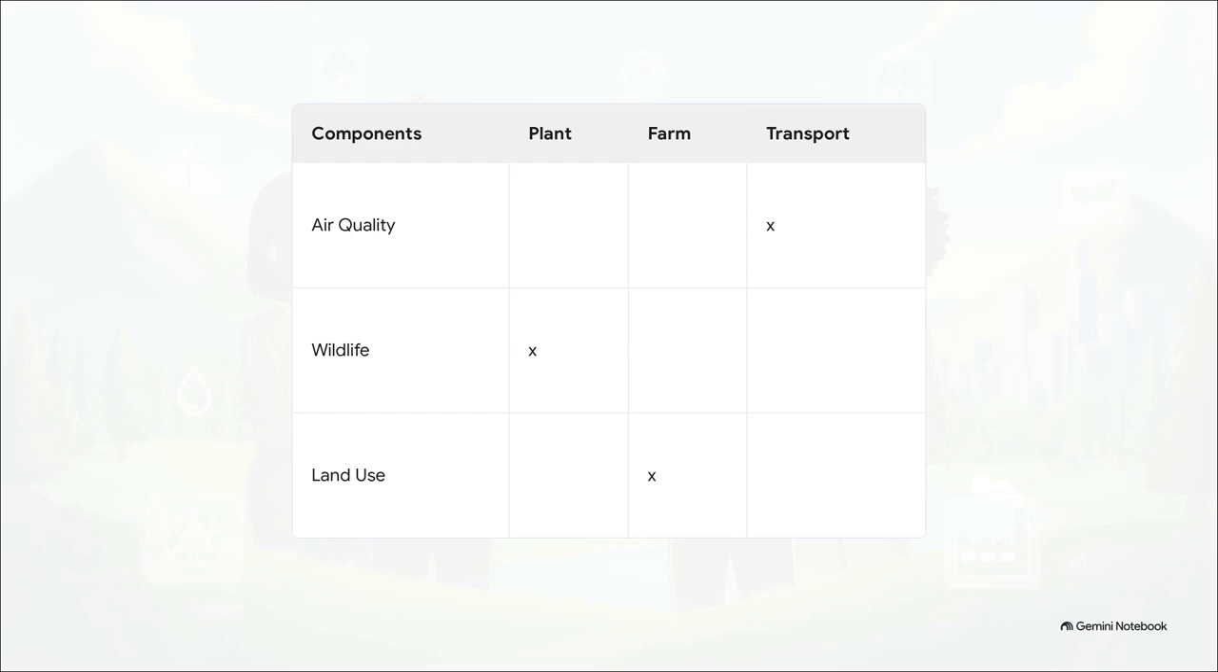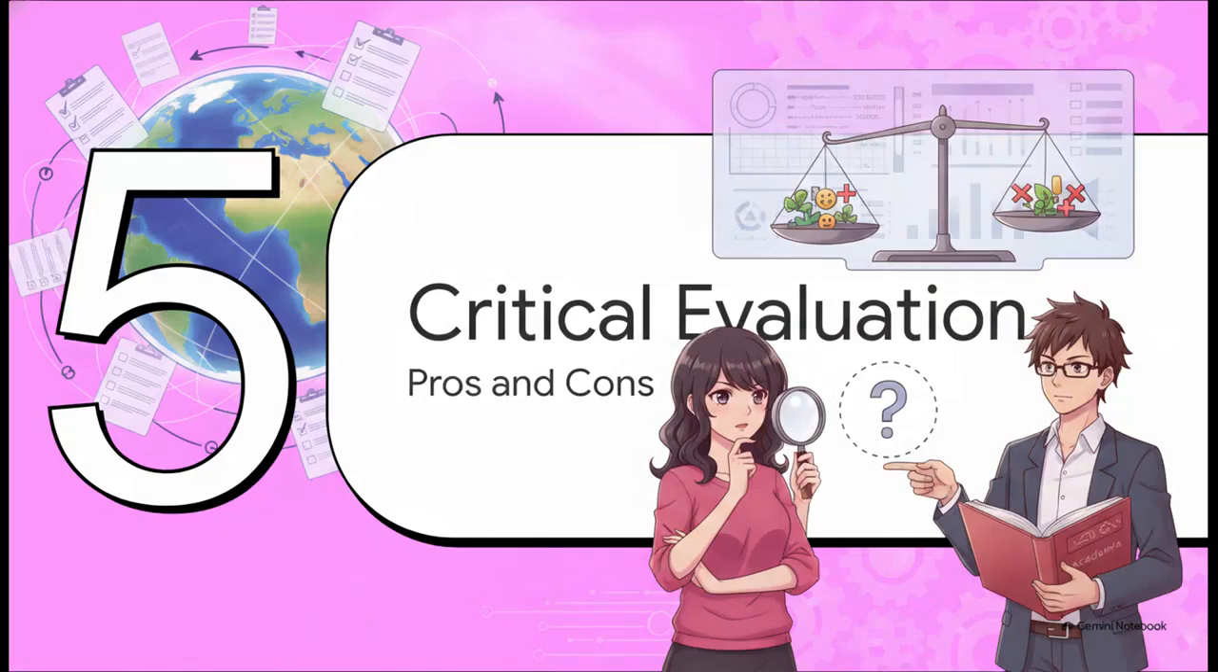For air quality, the primary driver is the transport of raw materials. This is huge because it allows project managers to pinpoint exactly which phase of their operation requires the absolute heaviest environmental mitigation. Section 5, Critical Evaluation, Advantages and Disadvantages.